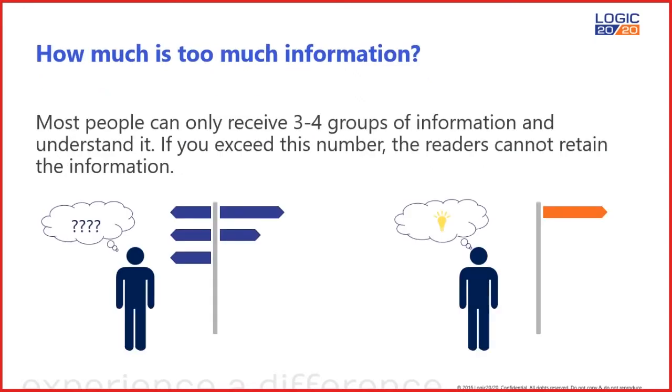Now, how much is too much? Studies show that most people can only receive and retain 3 to 4 groups of information at a time and still be able to comprehend. Once you exceed that number, a reader starts risking ability to recall or retain information that they're presented. So you want to ensure that you're keeping things straightforward and simple and not overwhelming your audience with too much content or data. So the key is to group your data in a way they're going to be able to remember.